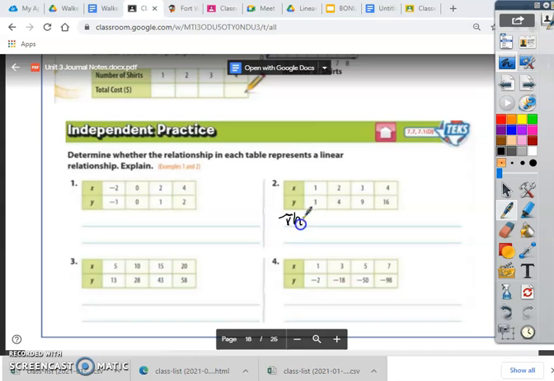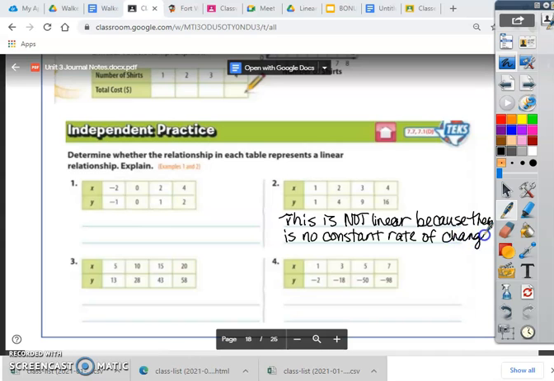Okay? There's no constant rate of change. This is not linear because there is no constant rate of change. Okay, and remember, we cannot do an equation for this. We can only do an equation if it's linear. If you need to pause the video, pause the video.